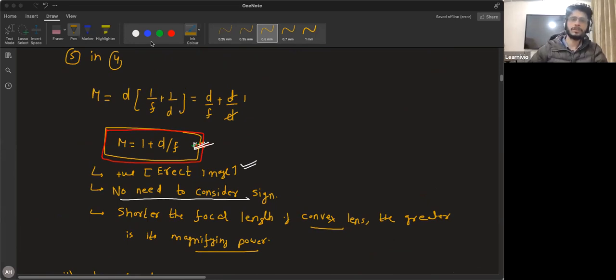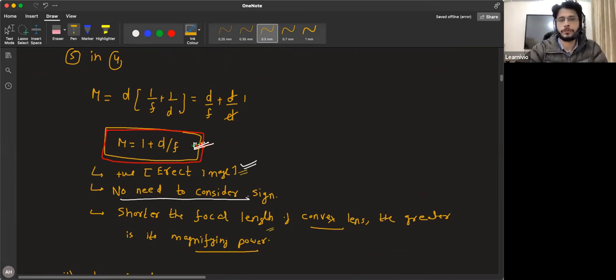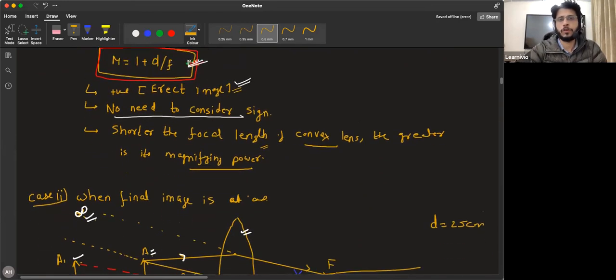So these are the conceptual questions from this topic. This one and this one. Just note it down, please. No need to write this formula, already written this formula. Just write down these 2 points that image is erect and the focal length and the magnifying power are inversely proportional. So that's why we use lens having smaller focal length.